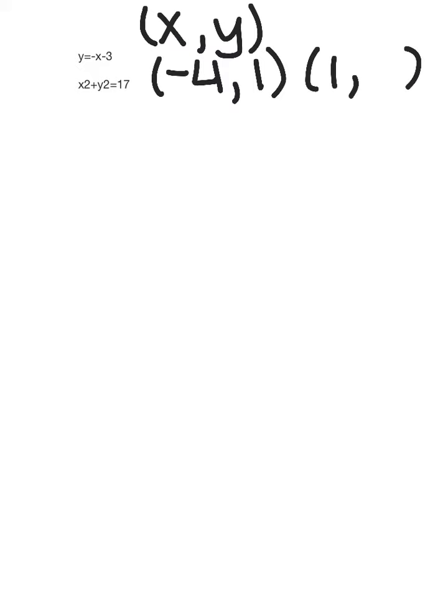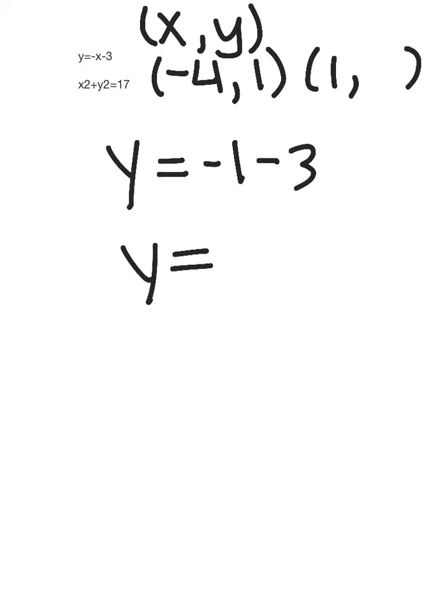Next, we need to plug in 1 to the same equation. Y equals negative 1 minus 3. So that would equal y equals negative 4. So for 1, it would mean that when x is 1, y is negative 4.